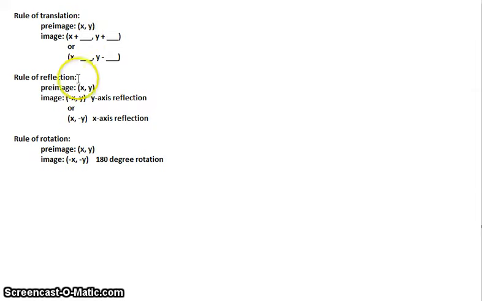The rule of reflection: if your pre-image is x and y, then if you have a negative in front of your x, you're reflecting along the y-axis. And if your negative is in front of y, then you're reflecting along the x-axis. And then the rule of rotation. If your pre-image is x and y, if both of them are complete opposites of your pre-image, then you have a 180 degree rotation. So let me show you an example of this.